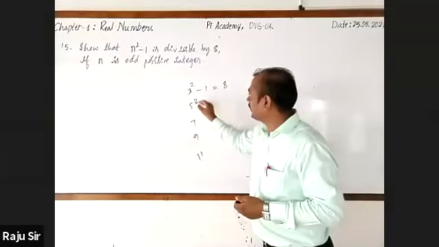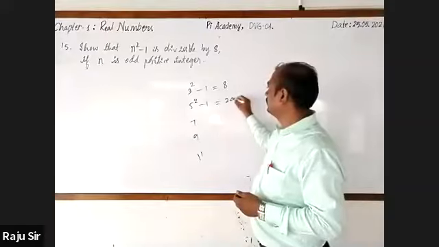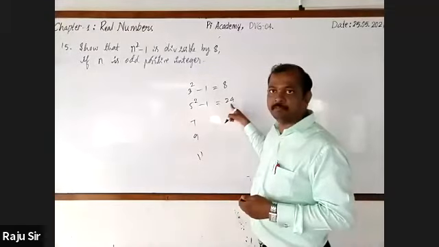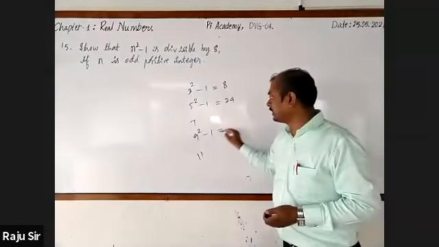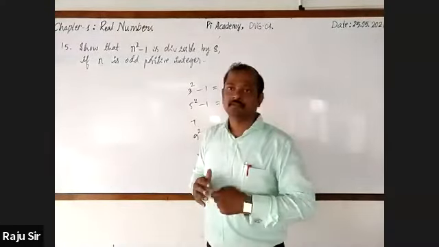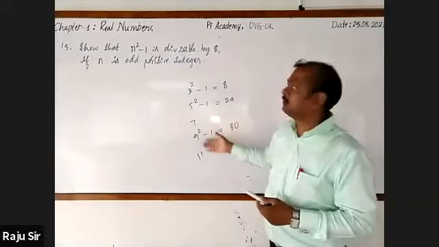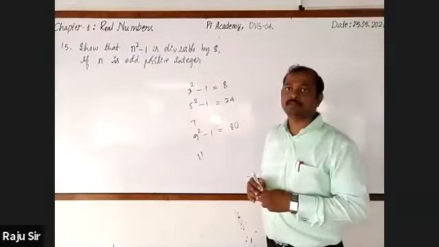Next, when n is 5, 5 square is 25, minus 1, 24. It is also divisible by 8. You may go for taking any one. Even 9. 9 square minus 1, 81 minus 1, 80. 80 is divisible by 8. Sorry, 8. Is it not? But it should be proved with logical steps.